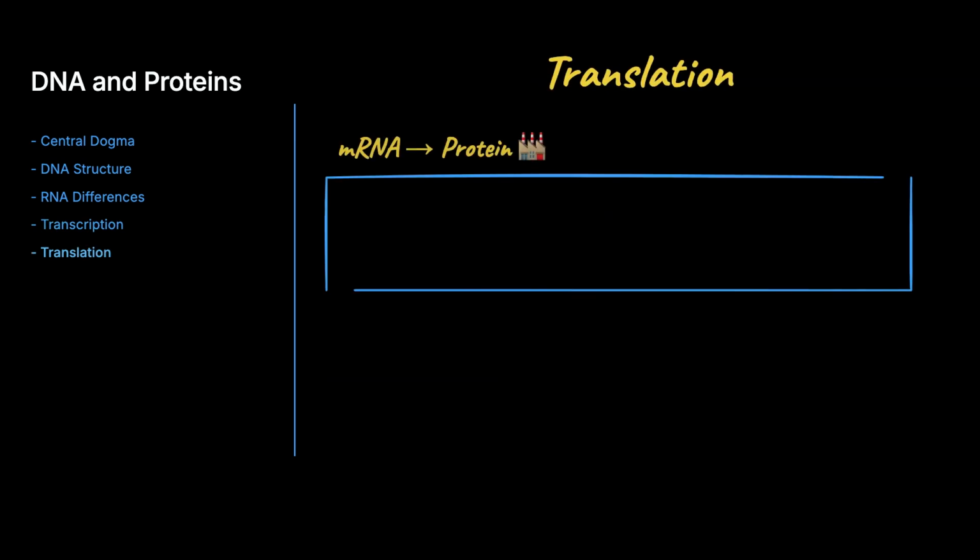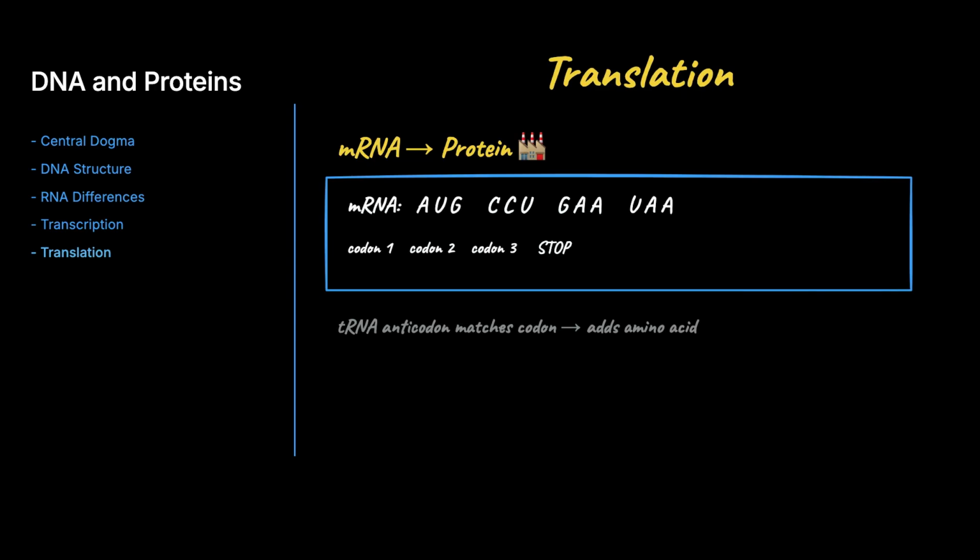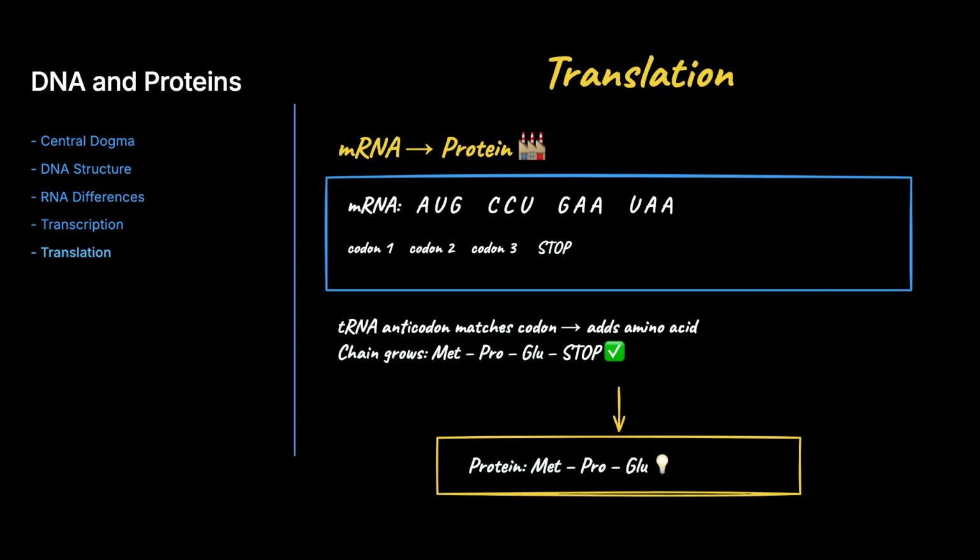The second half is translation, where the ribosome reads that message and builds the protein. The message is read 3 bases at a time, and each triplet is a codon. Every codon names one amino acid. Transfer RNA molecules arrive carrying the right amino acid, matching their anti-codon to each codon. The chain grows until a stop codon.